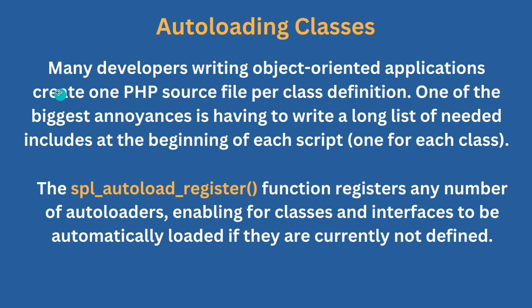How it is helping: many developers writing object-oriented applications create one PHP file per class definition. One of the biggest annoyances is having to write a long list of needed includes at the beginning of each script. Right now we have just included one file, right? But if you develop any bigger application, there will be 5, 6, 7, 8, 9, 10, 11, 20 files you may have to include. You have to write an include for each. Got my point?